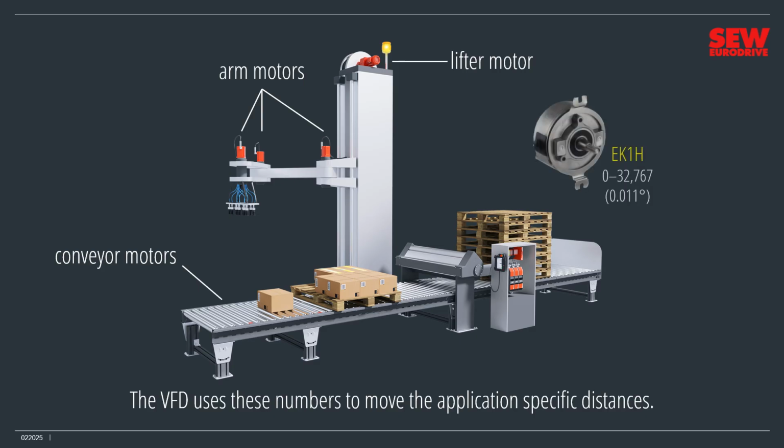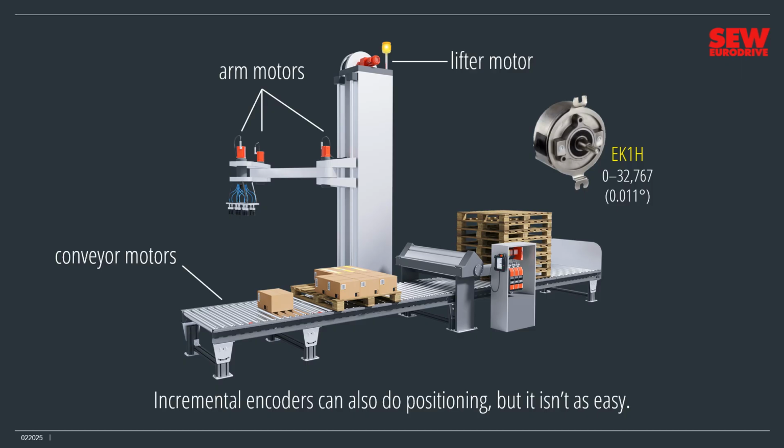For example, this absolute encoder outputs numbers from 0 to 32,767 as it turns through one rotation. This means that it's possible to detect rotations as small as 11 thousandths of 1 degree. As a side note, I'll mention that you can do positioning with an incremental encoder, but it isn't as easy because the VFD loses the current position if you turn it off. An absolute encoder always remembers its current position even when switched off. For this reason, absolute encoders are more common in positioning applications. Unfortunately, they're much more expensive, and many are rather delicate.